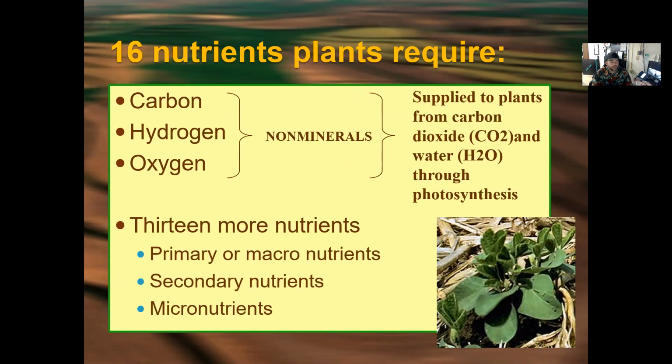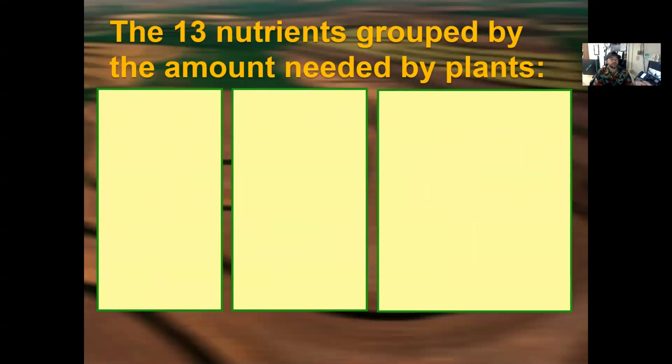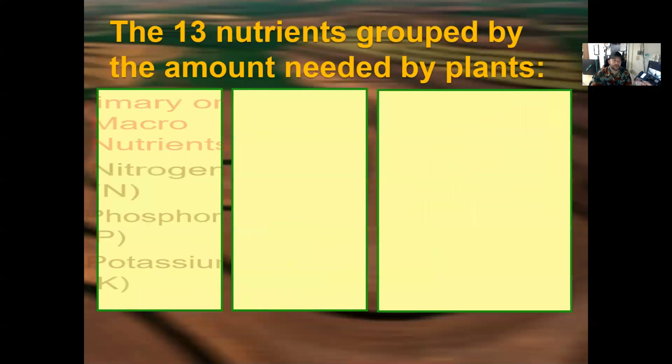So, 13 more nutrients: primary or macronutrients, secondary nutrients, and micronutrients. And we're going to jump into all these today. So the 13 nutrients are grouped by the amount needed by plants.